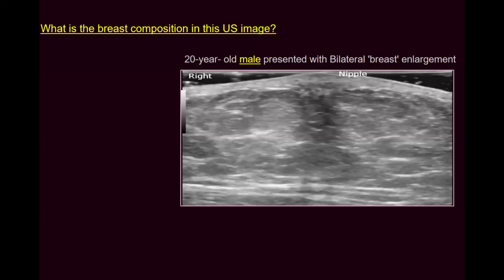This is very common in practice, even more common than the previous case. Could be obesity. Okay, obesity. What do we call this type?